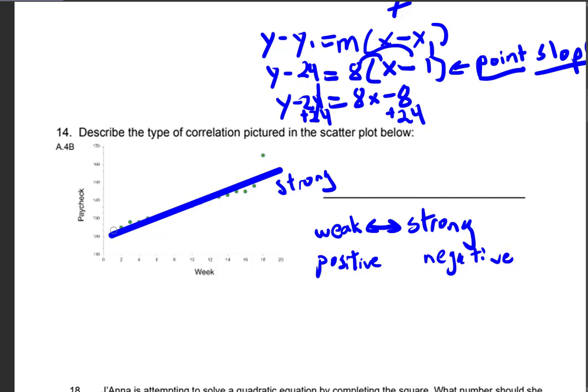It's labeled that because it follows that linear pathing, very close to a straight line, and it's a positive slope. Because it's a positive slope, we would say that this is a strong positive correlation. A strong positive, okay? Let's go ahead and zoom out now.